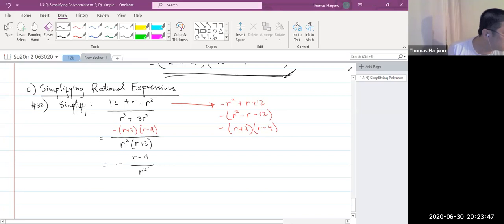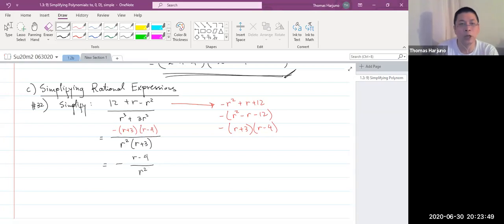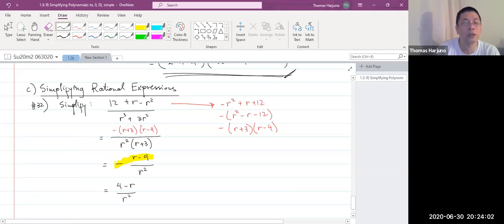Now we can absorb the negative. We can absorb the negative by reversing the order of subtraction. So we can have 4 minus r over r squared. Now you remember this, that a minus b is the opposite of b minus a. I actually use that property there. Okay, that's what I did there.